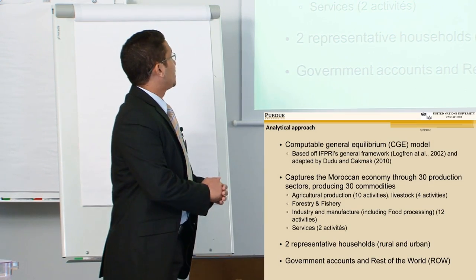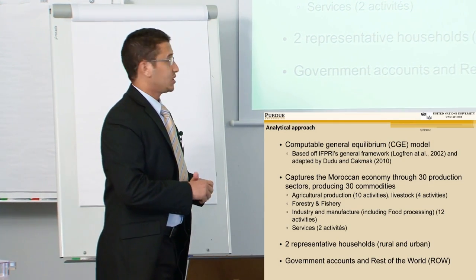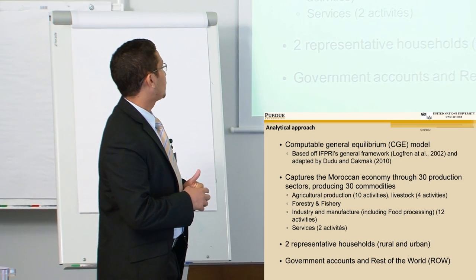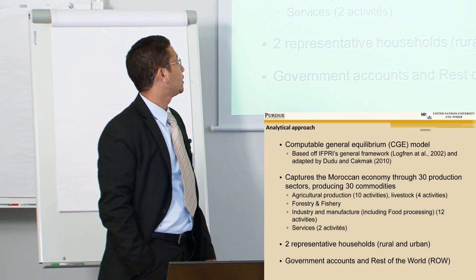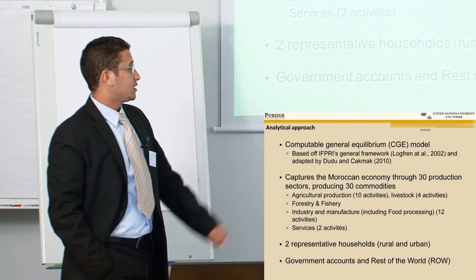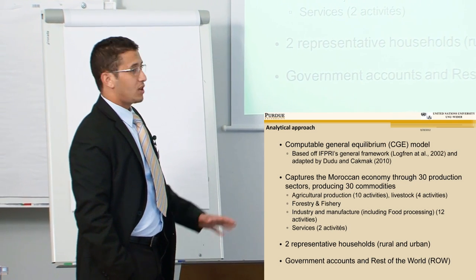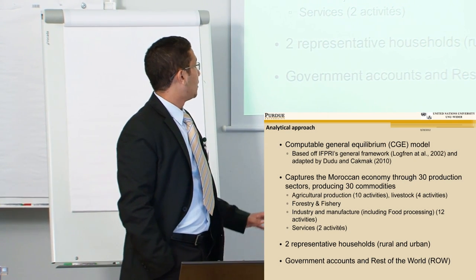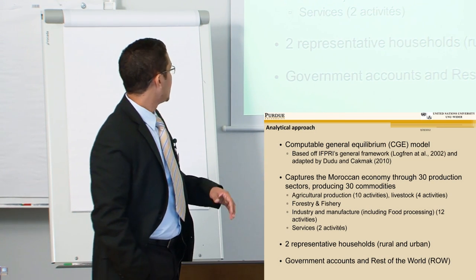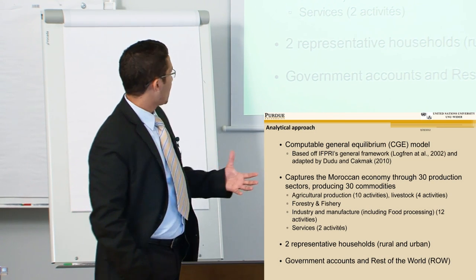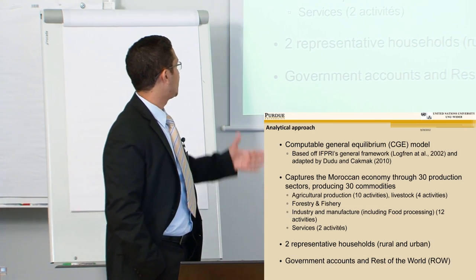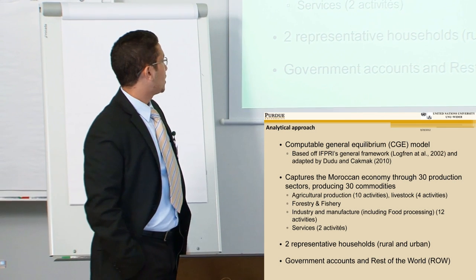So our analysis basically used a computable general equilibrium model. It's based off IFPRI's general framework by Lofgren et al. in 2002, as adapted by my colleague Dudu here and Cakmak in 2010. So we tried to capture the Moroccan economy through 30 production sectors producing 30 commodities. Agriculture production is modeled through 10 activities, with livestock 4 activities, and the rest of the sectors as displayed.